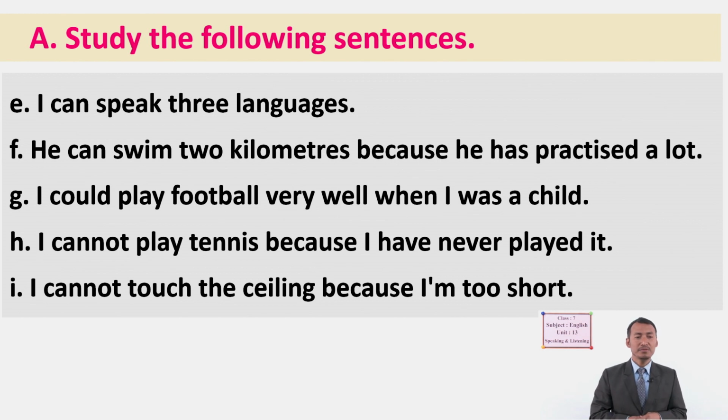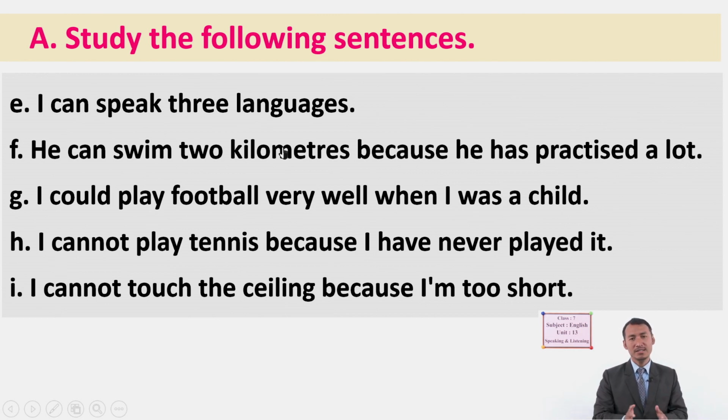Another sentence: he can swim 2 kilometers because he has practiced a lot. How does he have that ability? We have the reason here: because he has practiced a lot. Okay, "I could play football very well when I was a child" means I could. Look at this word, "could play" is the ability in the past. "When I was a child" means not right now, it was long ago. Another word here is "cannot", which is the negative one.